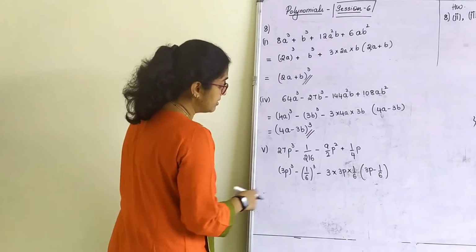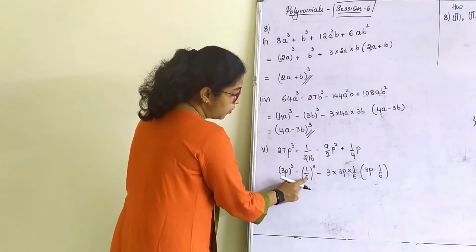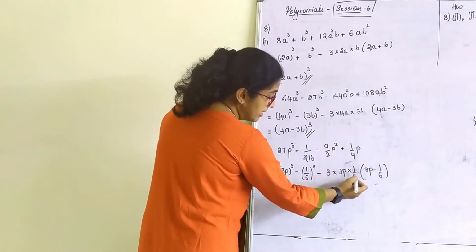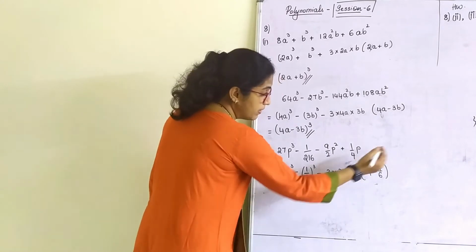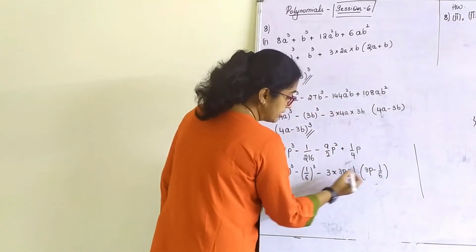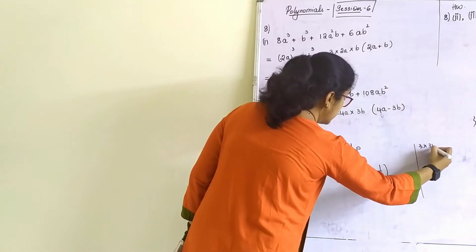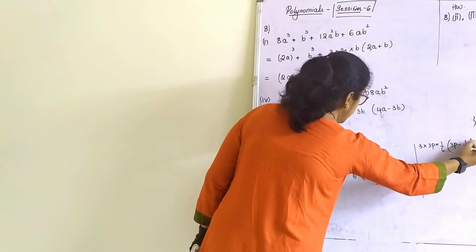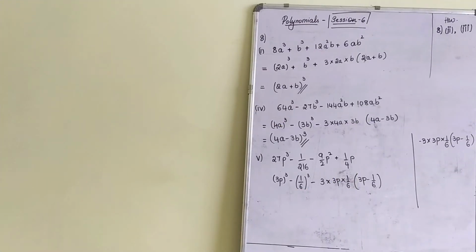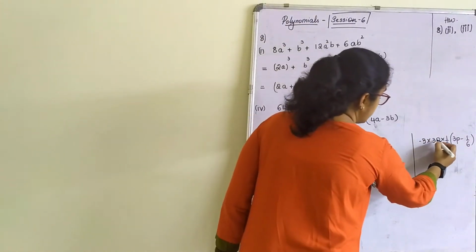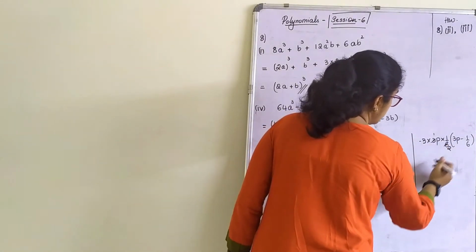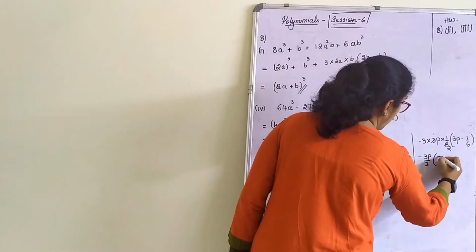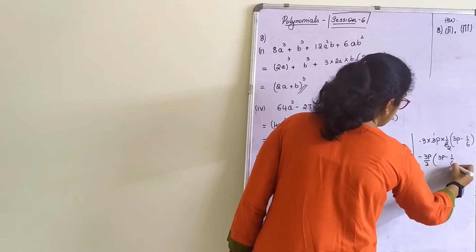Further, let us solve this to check. 3p whole cube is 27p cube, and 1 by 6 whole cube is 1 by 216. If I see 3 into 3p into 1 by 6 of 3p minus 1 by 6, let's do the calculation here. 3 ones are 3, 3 twos are 6. So the final expression is minus 3p by 2 of 3p minus 1 by 6.